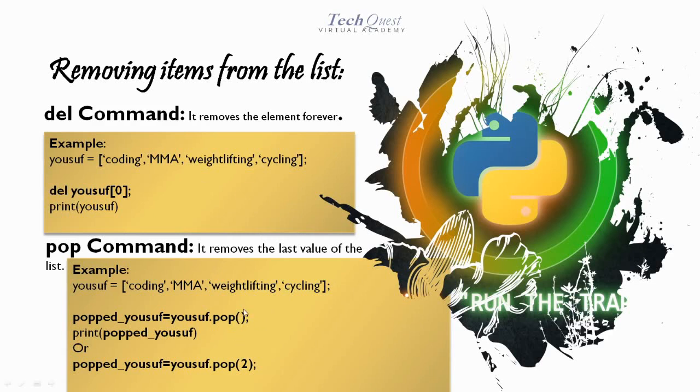Okay, so here you can see with the pop command in the parentheses, I didn't mention any index value. If I don't mention any index value, by default it removes the last index value of your list. So here the last index value is cycling, so it will remove the cycling from the list.